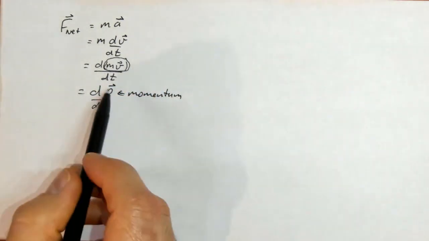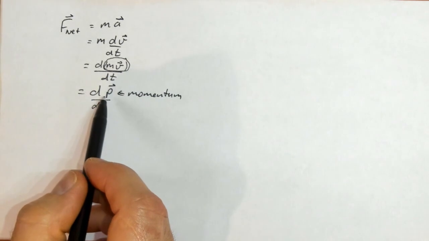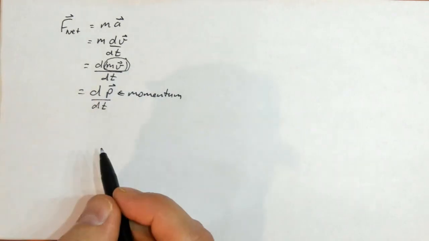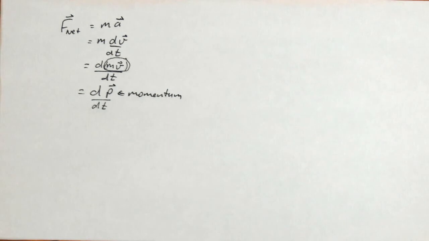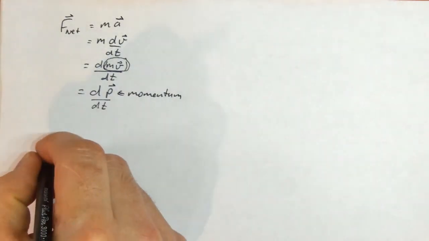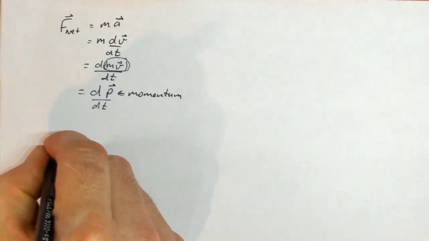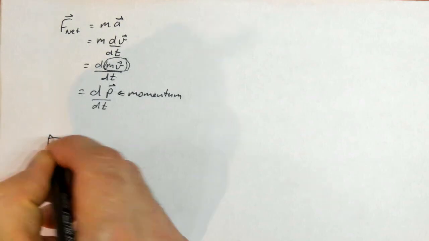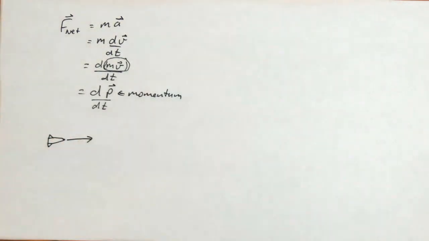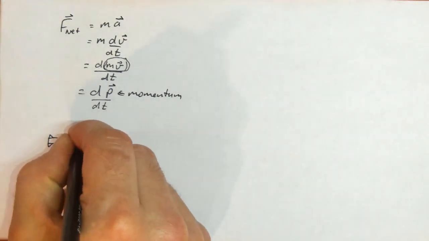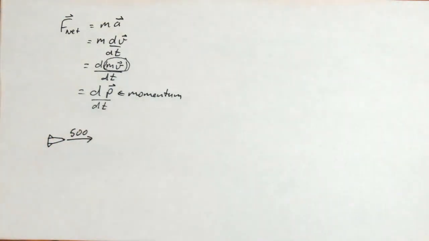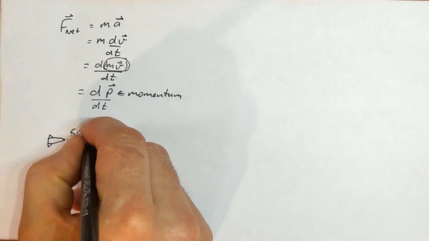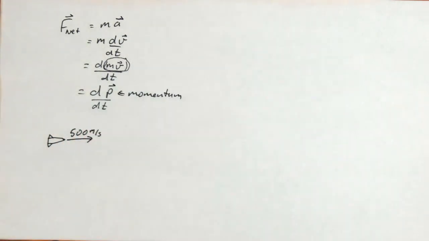And our question is, well, what is this momentum? All right, so let me just ask a couple questions. What if we had a model rocket, some small model rocket, and it's flying, and model rockets can fly pretty darn fast when you ignite their engines. Let's say it's flying 500 meters per second. That's supersonic, so that's a pretty fast one.